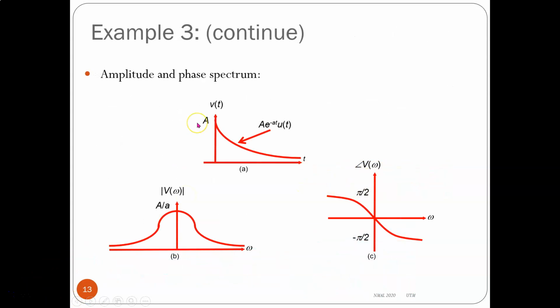Okay, this is the amplitude and also phase spectrum for this function in time domain, which is v(t), a exponent negative a t u(t), and this is a. Okay, so this is the magnitude of V omega. And this is the phase for this V omega.